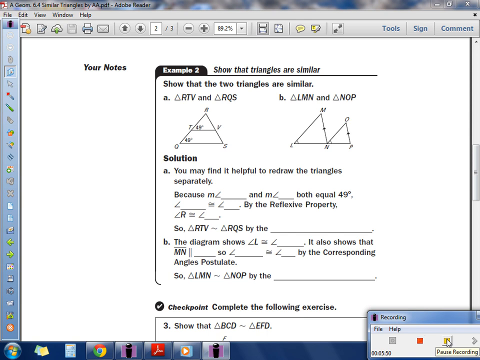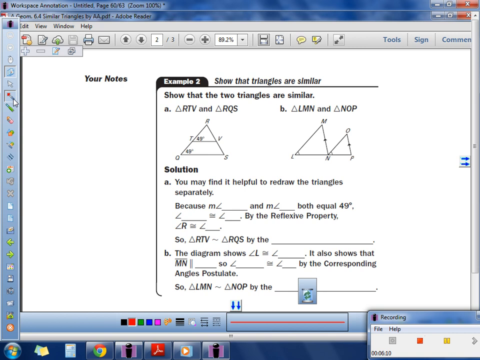Example 2 is a little different. Show the triangles are similar. Now it names the ones you should be looking at. So it says look at RTV and then look at RQS. Well, RTV is this small one on top and RQS is the bigger one that encompasses it. How many angles do they give us? They give us a 49 here and a 49 here. Yeah, but usually we have 4 angles. We look at 2 pairs of angles. What's going on? How can we find, or can we say angle, angle?